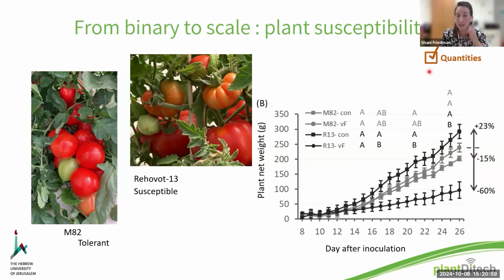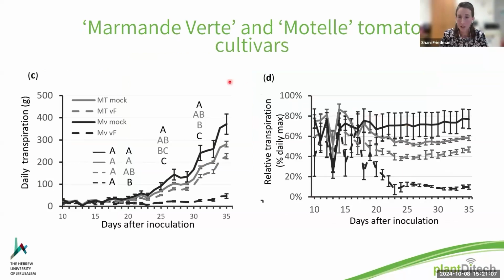This tool is quantitative, exact numbers, and it's early on. You can see the trend starting early on. We did this with 2 other cultivars, Marmande Verte, I hope I'm saying it okay, a susceptible cultivar, and Mutella, a resistant cultivar. We followed the transpiration of these plants, and here too, the resistant cultivar in gray is acting nicely. When infected, it loses some transpiration. The susceptible cultivar in black is doing better when uninfected, but losing much more when inoculated.